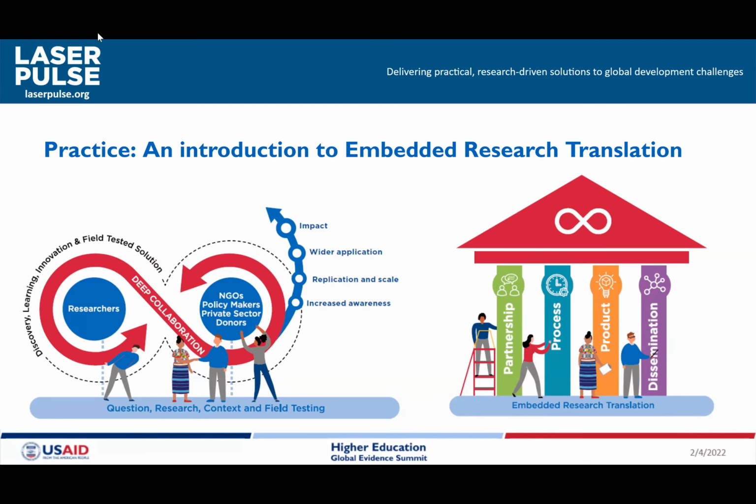So along with our ERT model, it's characterized by very deep collaboration, which you can see in the infinity loop diagram here. That deep and ongoing collaboration that happens throughout the entire process is really core to the success of it and core to its overall approach. The broader structure that we've given it are what we call 4 pillars: partnership, process, product, and dissemination. So again, critical to the model is having the right people in the room.